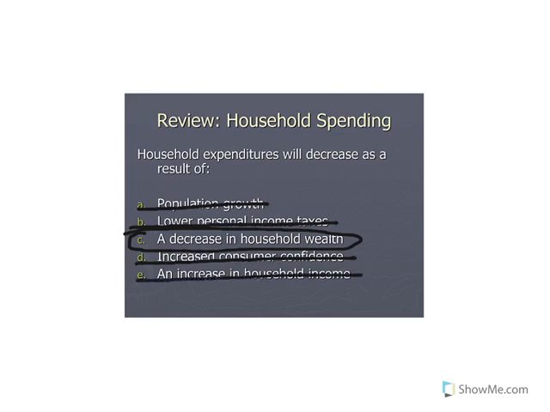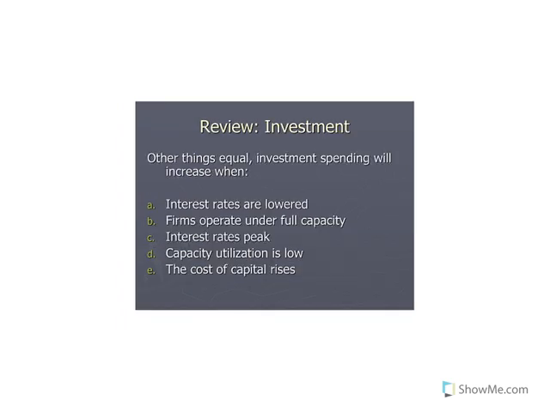not be correct. So the only correct answer here, the only factor that would cause household expenditures to decrease would be if we have a decrease in household wealth, whereas population growth, lower personal income taxes, increased consumer confidence, and an increase in household income, those would all actually cause household expenditures to increase.